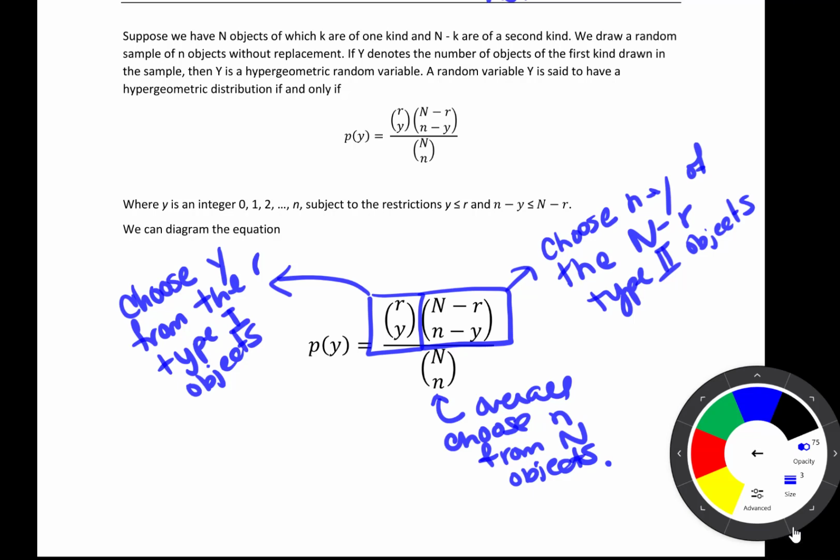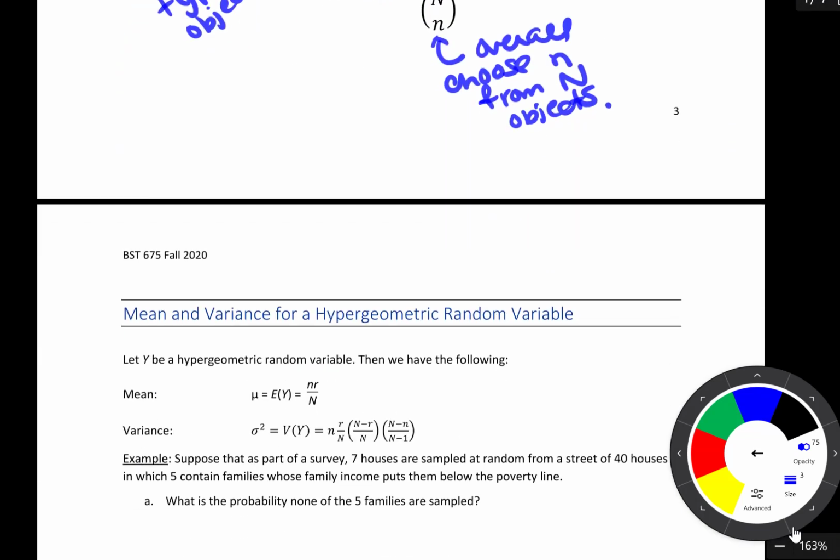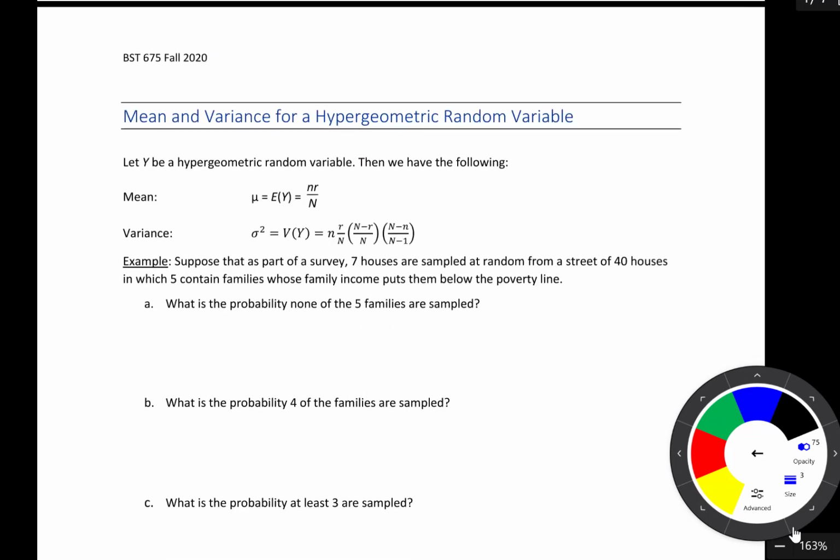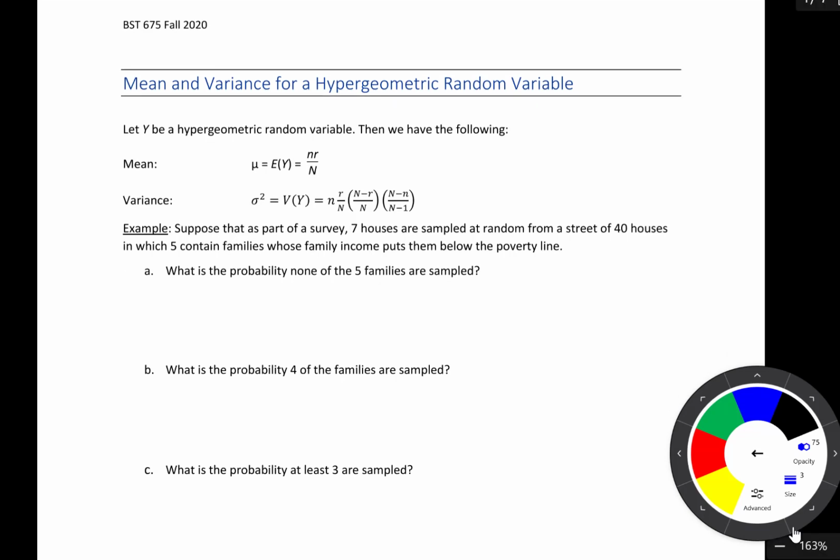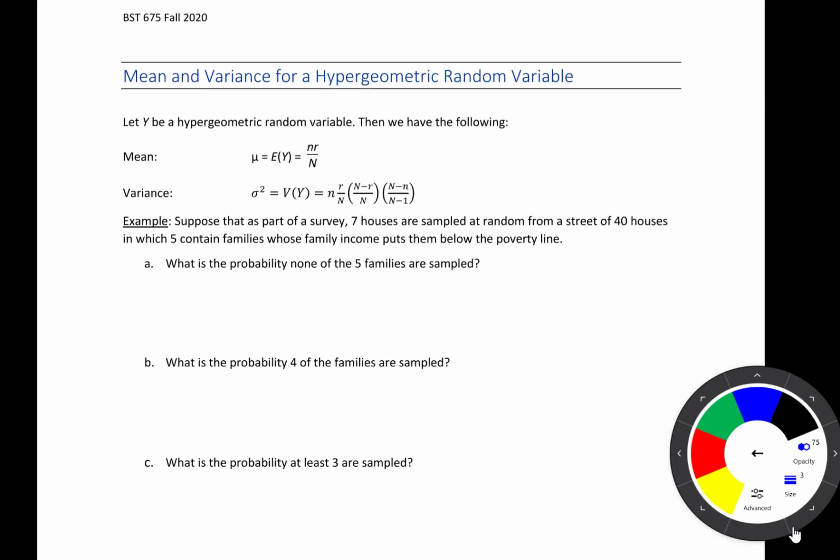Alright, so let's see what some examples of this one would look like. So again, we'll start out here with our mean and our variance for the hypergeometric random variable. And so let's look at an example. Suppose that as part of a survey, 7 houses are sampled at random from a street of 40 houses, in which 5 contain families whose family income puts them below the poverty line. So notice we have 2 types of houses, those above and those below. We have 5 that we know are below, so that means we have 35 that are above the poverty line.